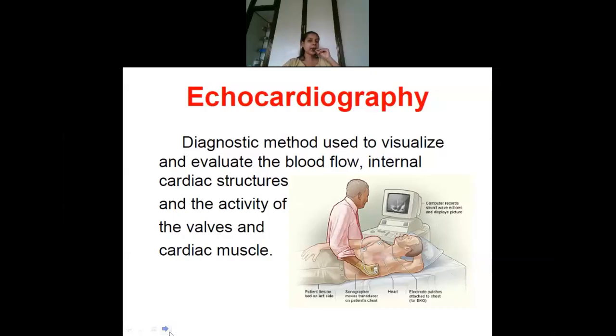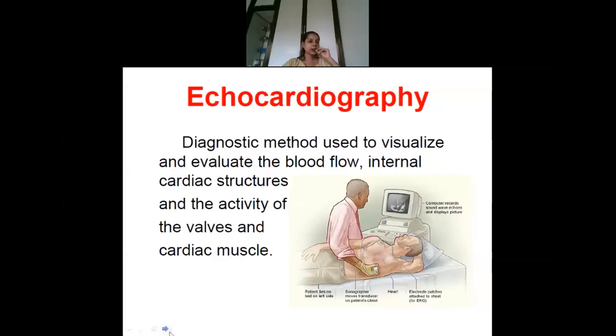Okay, that is echocardiogram or echocardiography. Now ECG means what? Electrocardiogram or electrocardiography. ECG is recording the electrical activity of the heart. So don't get confused. Echocardiogram or echocardiography is recording the mechanical activity of the heart.